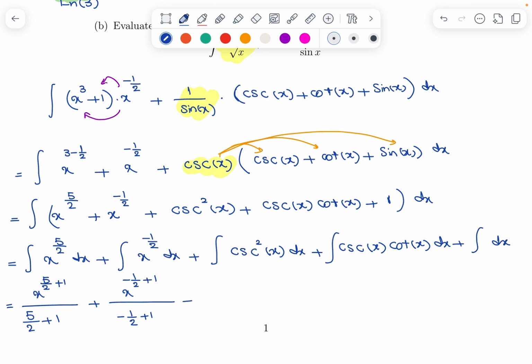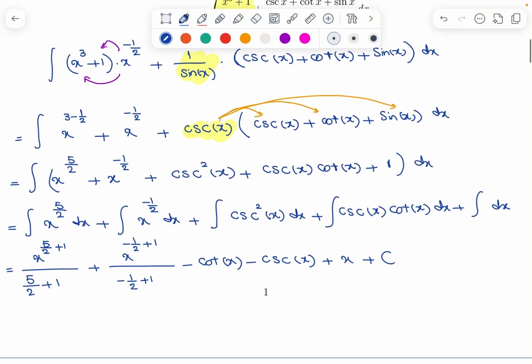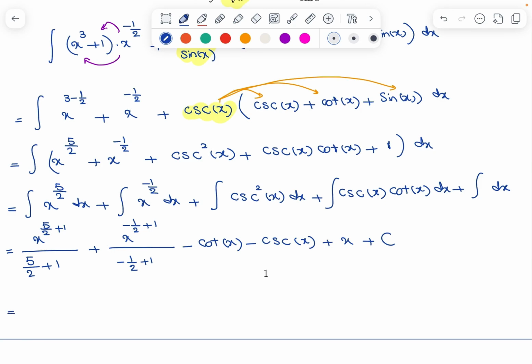The antiderivative of cosecant squared of x would be negative cotangent of x, because the derivative of negative cotangent would be cosecant squared. The antiderivative of cosecant times cotangent would be negative cosecant of x, plus the antiderivative of 1 times dx, which means the antiderivative of 1 would be x plus c. So now you just need to rewrite and do some algebraic steps. So this would be x^(7/2) divided by 7/2 plus x^(1/2) divided by 1/2 minus cotangent of x minus cosecant of x plus c. And you will be done.